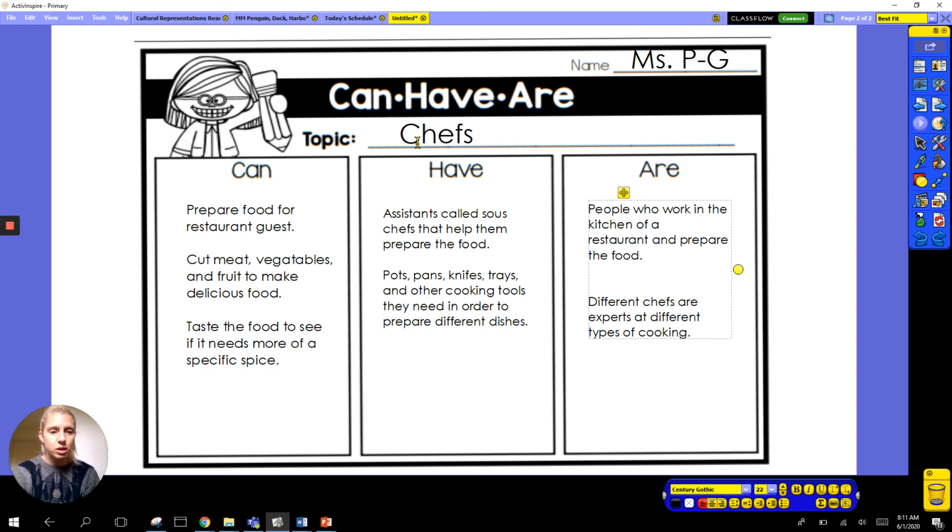Okay, friends, so this is what you're going to do this week. You're going to fill this in for your insect or bug, and then you're also going to think of another topic that you can write a can, have, are for. And then I'm going to show you next week how we put this into a book. Okay?